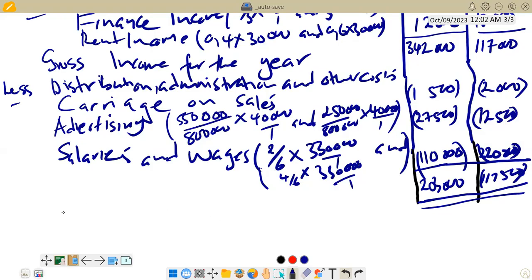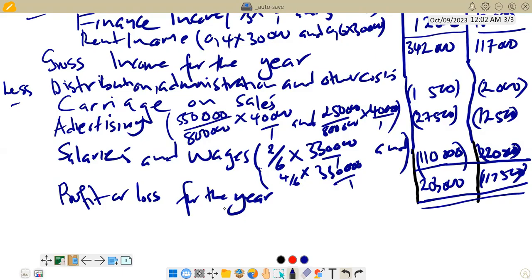And the description of these figures is profit or loss for the year. So it doesn't mean we all make profits, we can also make losses. So evening made a profit of 203,000, but we are seeing that swim made a loss of 117,500. So this marks the end of our question, guys.